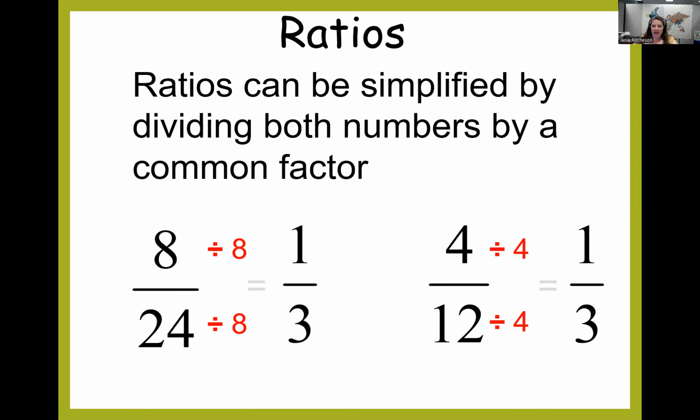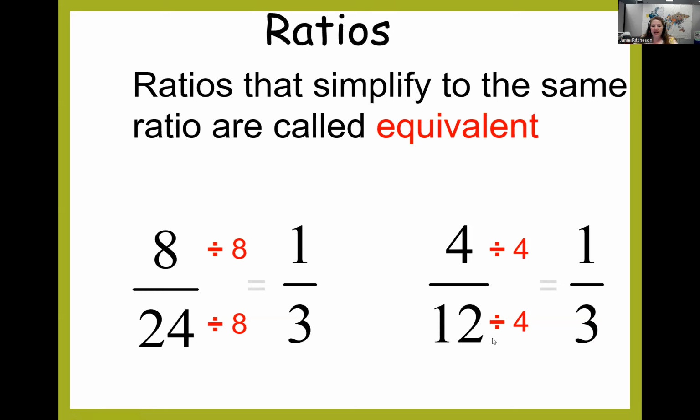Ratios can be simplified by dividing both numbers by a common factor, just like any regular fraction. So 8 to 24, 8 is a common factor of both 8 and 24. So we could divide both of those digits by 8, and we could simplify that ratio to 1 to 3. And 4 to 12 would also simplify to 1 to 3 if we divide by the greatest common factor of 4.